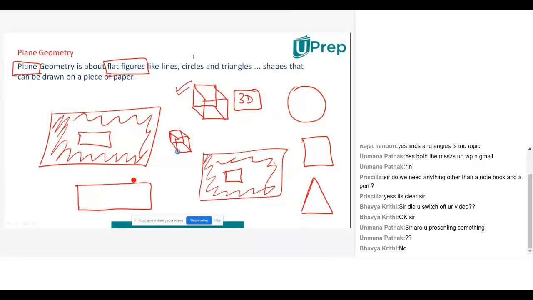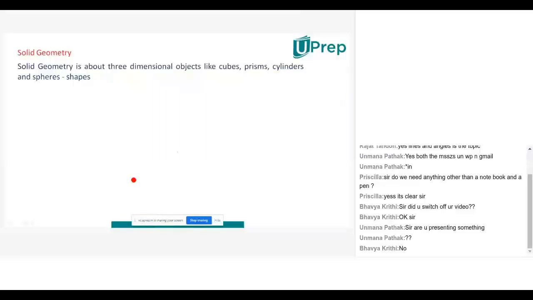If I move on to the next slide, he talks about solid geometry. Now this is what we are talking about. When you hear the word solids, even these are figures that you've come across in your daily life. For example, cubes, the one that I just drew, something like this.